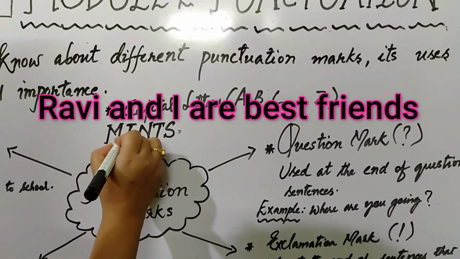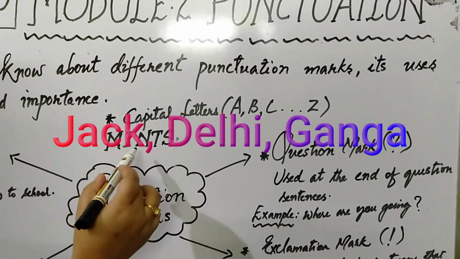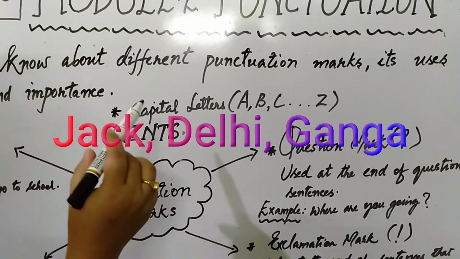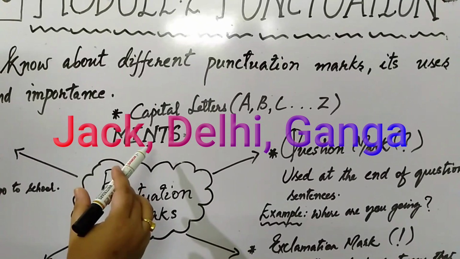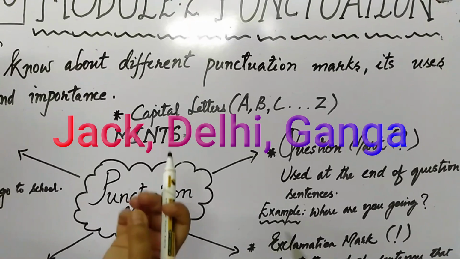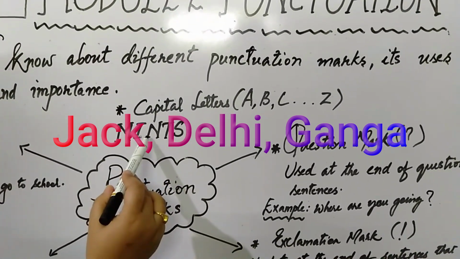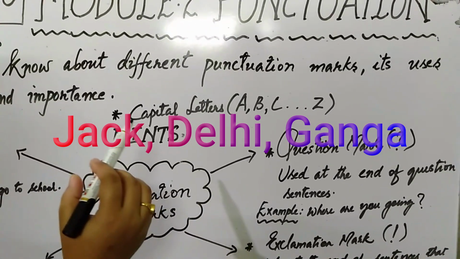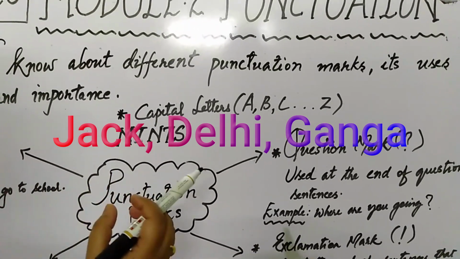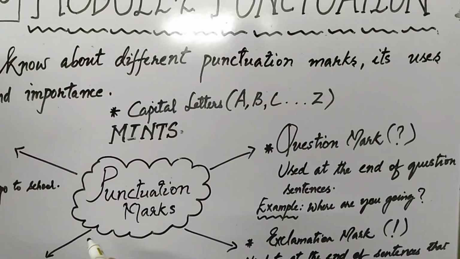The third one is N. What does the letter N stand for? N stands for the names of people, cities, that is, the proper names of people, animals, states. All these fall under the category of N, that is, the proper name of people, animals, things or places. We always use a capital letter.